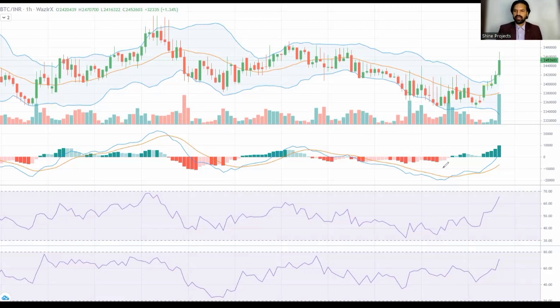Here I've highlighted the MACD, and the MACD crossover also took place with a good angle, which is also indicating bullishness.